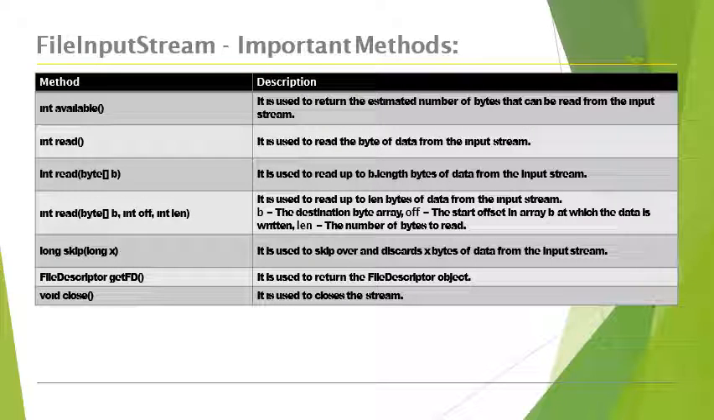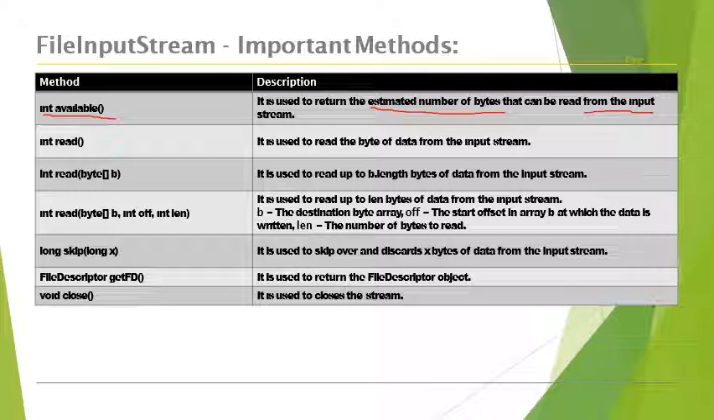Now there are important methods used in FileInputStream. The first method is int available(). We have already seen it in InputStream. The same thing is used here. It will return the number of bytes, that is, the size of the data that we can read from the input stream.